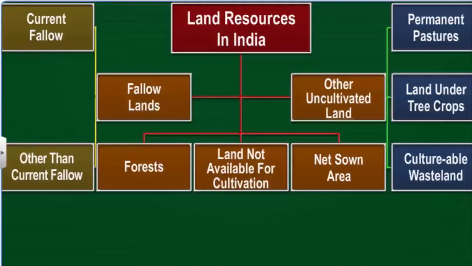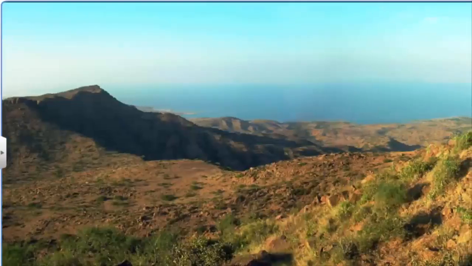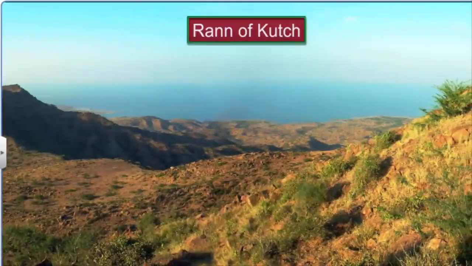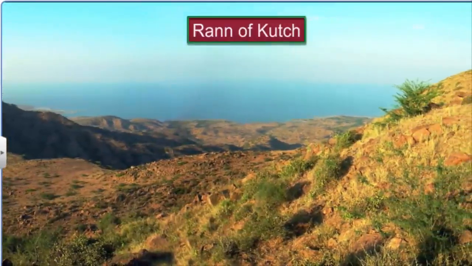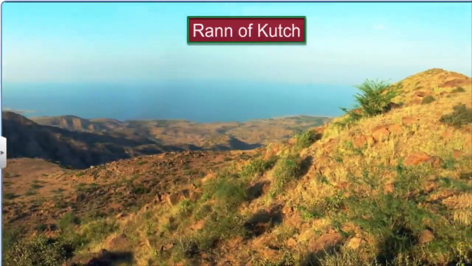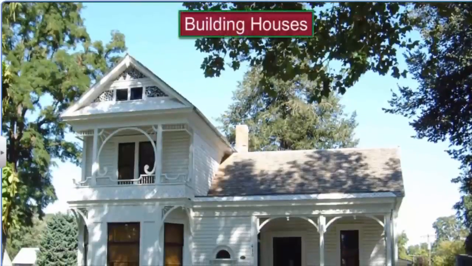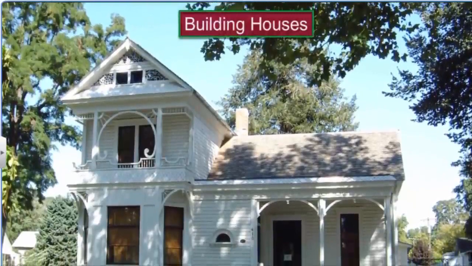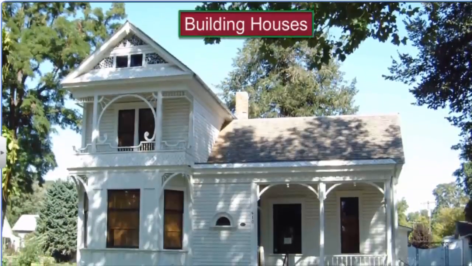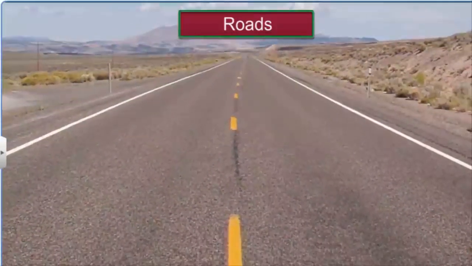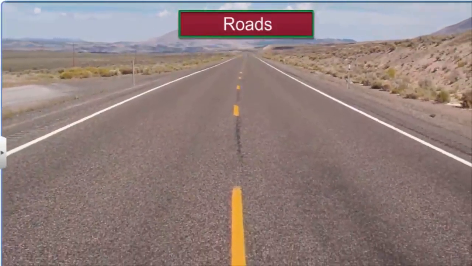Land not available for cultivation is either barren wasteland, like the salty plains of the Rann of Kutch, or land used for non-agricultural purposes, like building houses, roads, and factories.